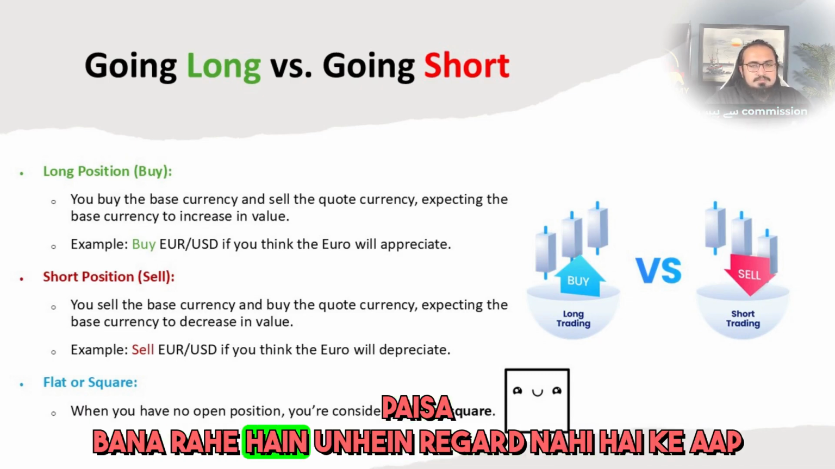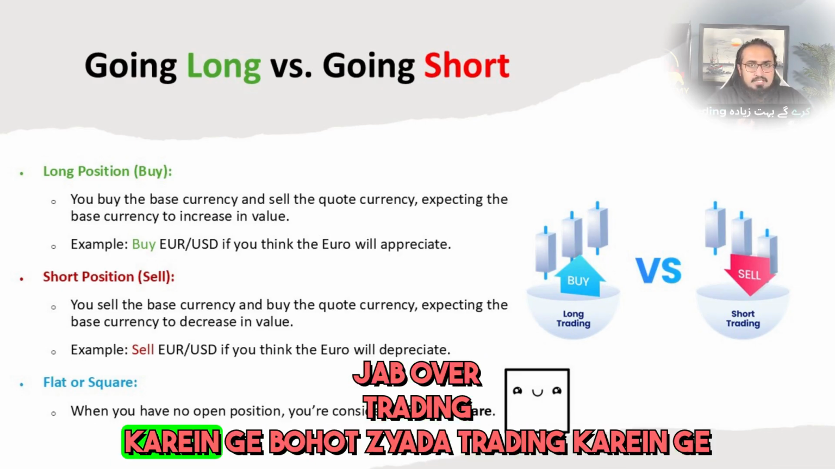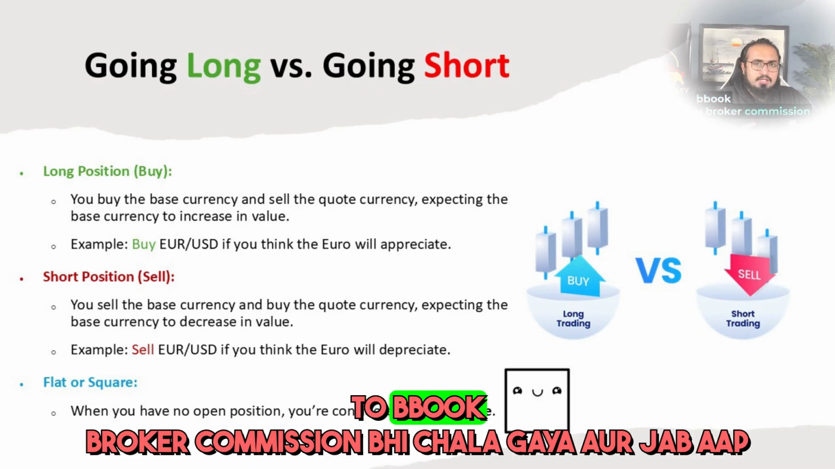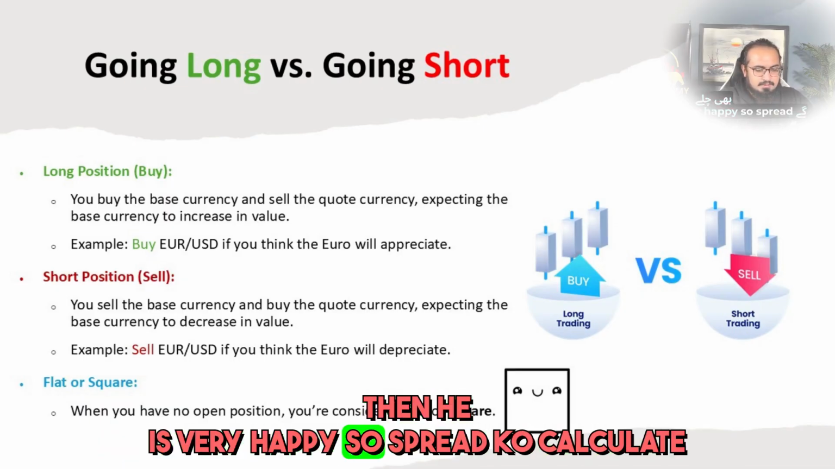They are making money from commissions. They don't care whether you are in profit or loss. Most probably, when you overtrade, trade excessively, trade without reason, you will also incur losses. Yet, the broker's commission is still earned. And when you went into loss, the money also went away. The broker is very happy.